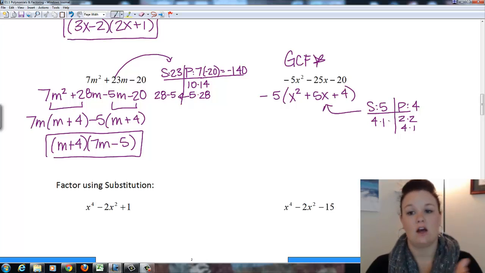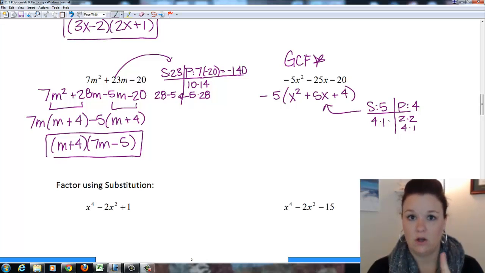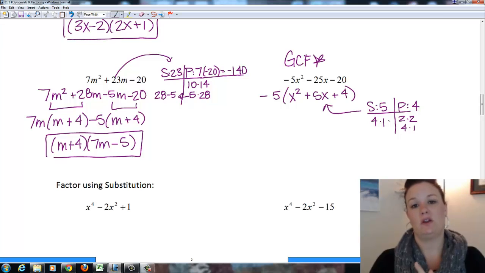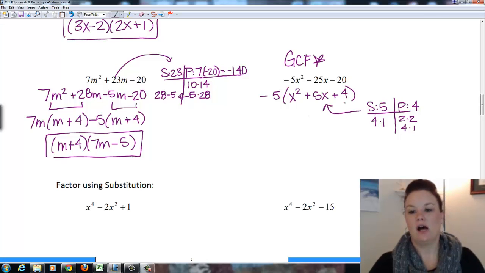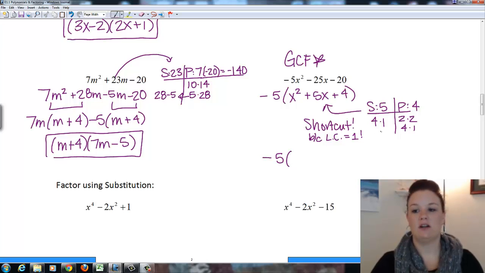Now, the good thing about doing sum product, anytime you have a leading coefficient of 1, whatever the numbers are in your chart, those are the numbers that are going to be in your factors. Okay, I went over this a little bit in 118. So I could replace the middle term and group, or I can use my shortcut. Okay, I'm just going to say shortcut because my leading coefficient is 1. Okay, so I get negative 5, which is my greatest common factor, and then I know the values from my chart are the values in my factors. So this factors into x plus 4 times x plus 1. Okay.